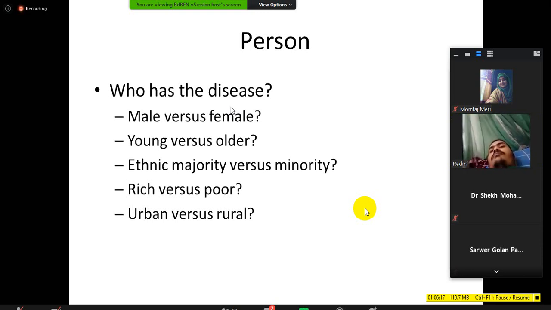Urban versus rural. There are certain health conditions which are more common in the urban area than rural because of environment. In the urban area, the environment is more polluted than the rural area. So for example, asthma is more common in the urban area than rural area, because the air is more pure in the rural area.